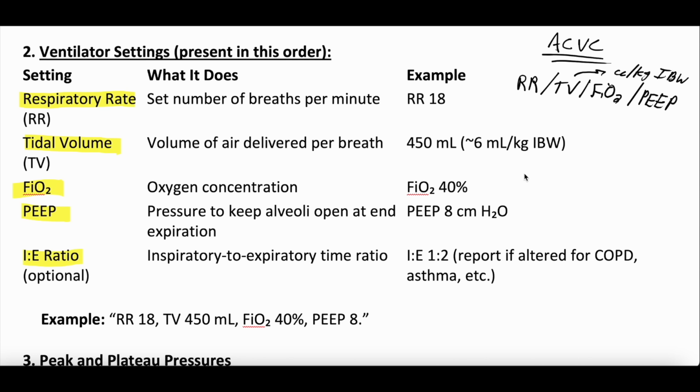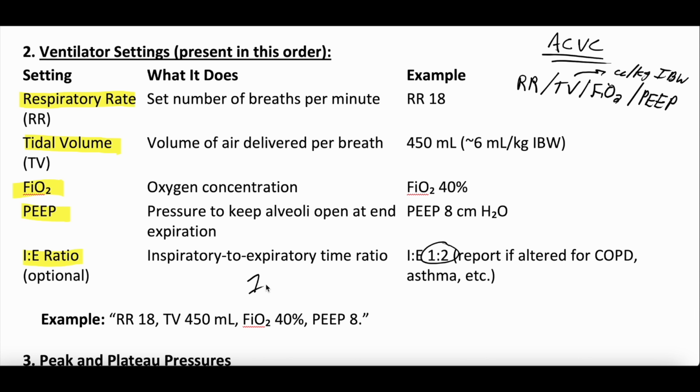So this might look like, you know, patient X is on AC VC, ventilator settings are 18, 450, which is about 6 cc's per kg of their ideal body weight, FiO2 40%, PEEP of 8. If someone has obstructive lung disease or kind of a deranged I to E ratio, normal being about 1 to 2, it is important to say that because these things can get lost track of sometimes.